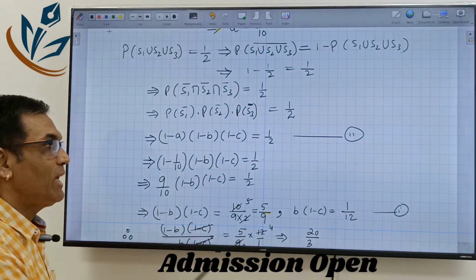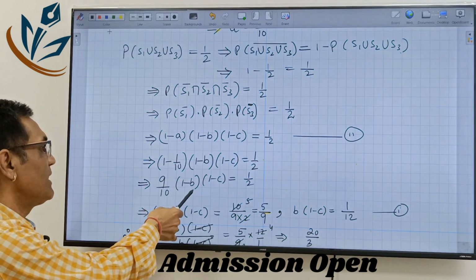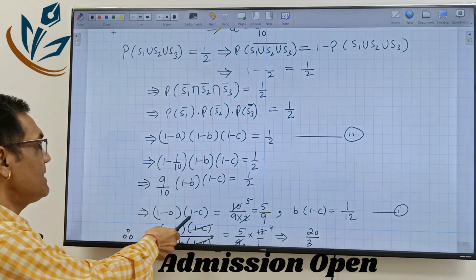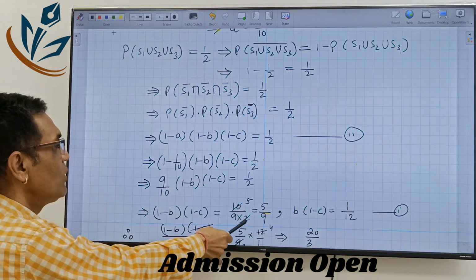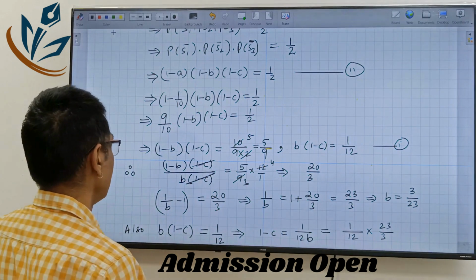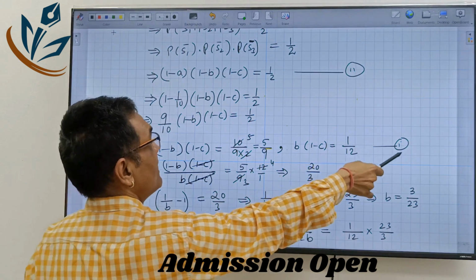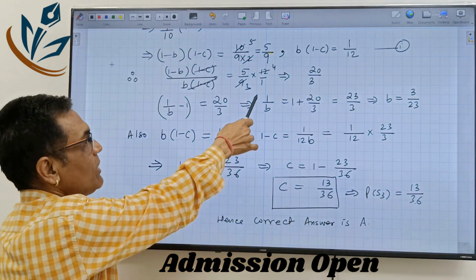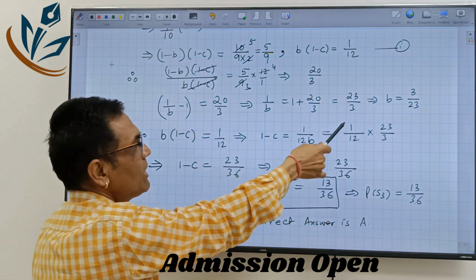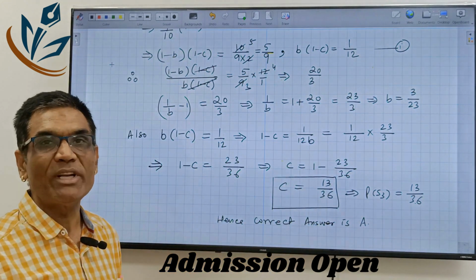Again, let's put the value of A. 1 minus 1 by 10 gives 9 by 10. So 1 minus B into 1 minus C is 1 by 2 divided by 9 by 10, which is 10 upon 9 into 2, that is 5 by 9. Already we have another expression: B into 1 minus C equals 1 by 12, which was expression 1. So we are left with 1 by B equal to 1 plus 20 by 3. So 1 by B is 23 by 3, which means B is equal to 3 upon 23.